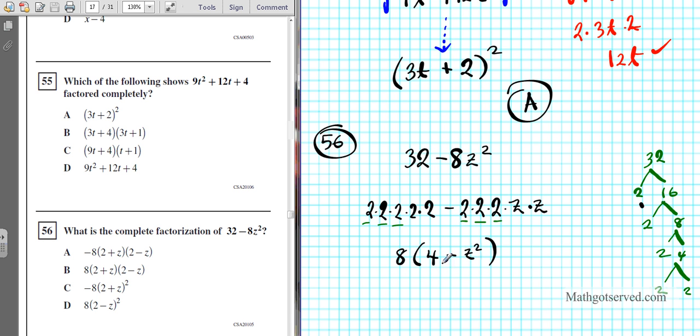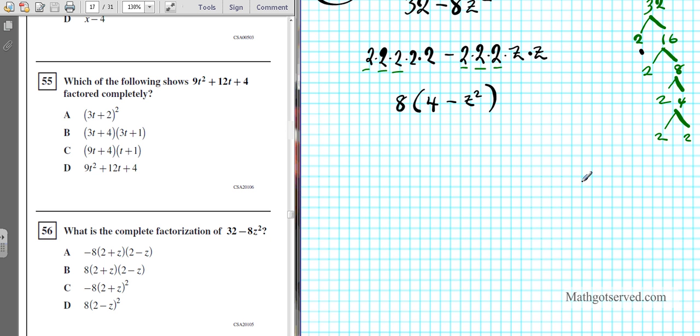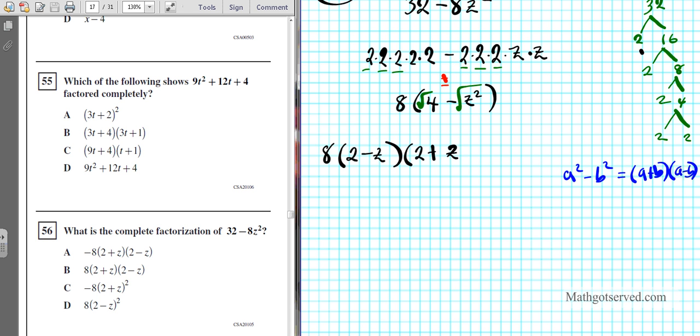Now to factor this binomial here, you notice this is a square because 2 times 2 is 4 and this is a square. So we're going to use a factoring formula for difference of squares, which basically says if you have a square minus another square, the factored form is the sum and difference of their roots. So you root the first and the last, you add and subtract your square roots. Okay? So in this case, I'm going to take the square root of 4 and the square root of z squared, and I'm going to add and subtract your square roots. Okay, so we're going to have 8 times 2 minus z times 2 plus z. And there goes your final answer. So for 56, our answer is option B.